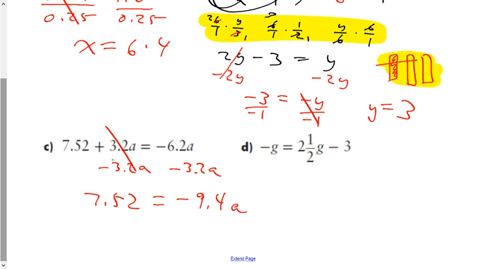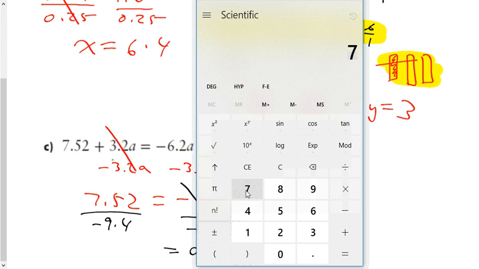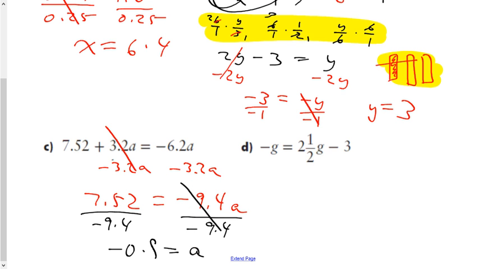9.4a. And now I'm simply going to isolate the variable by dividing by the coefficient. And I'm going to end up with a is equal to whatever 7.52 divided by 9.4. And I don't need the negative sign because I know my answer is going to be negative. So even though it doesn't say negative, I know it's negative 0.8a. And that's my value.